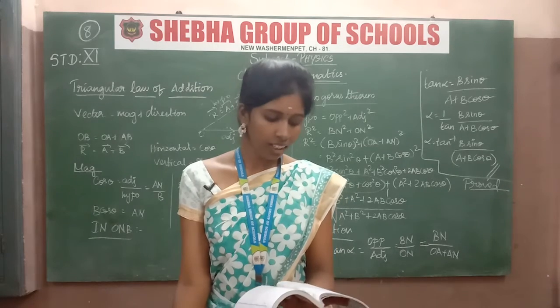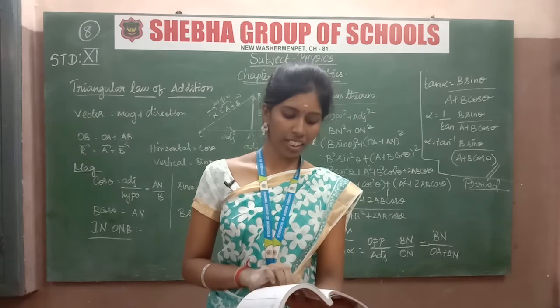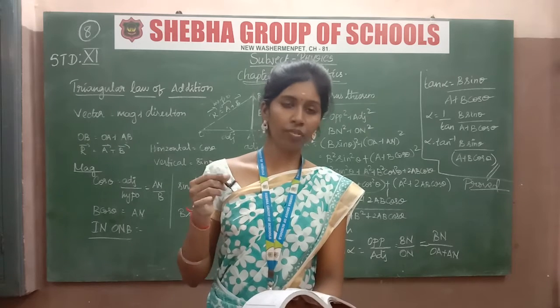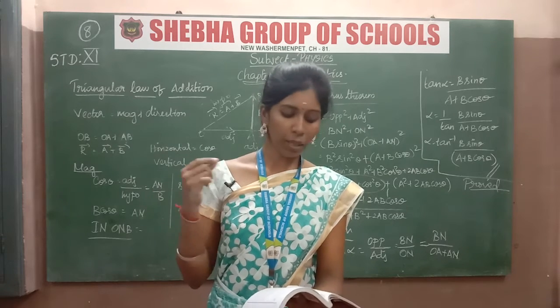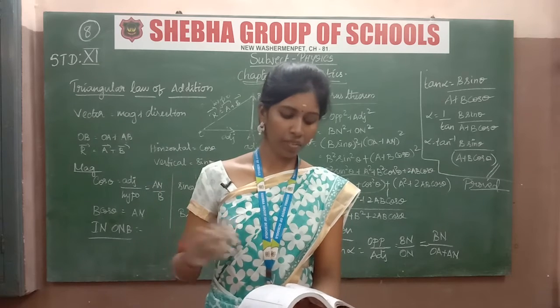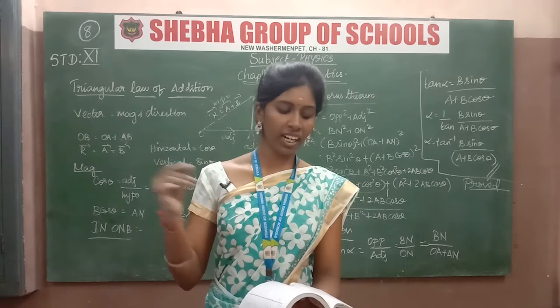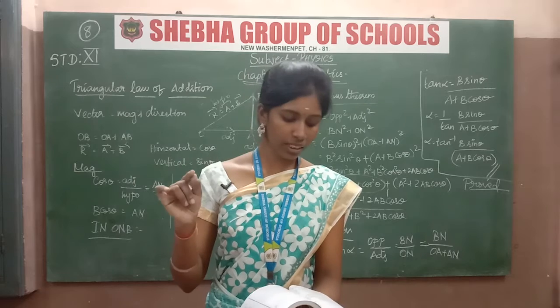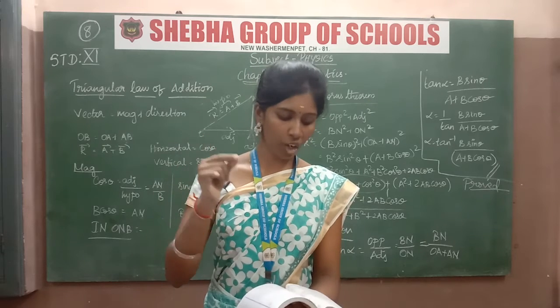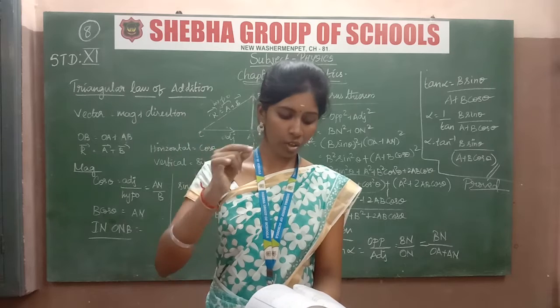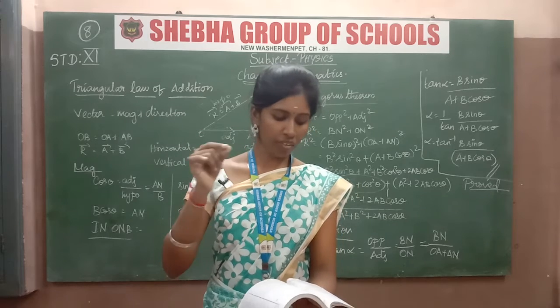So here the head of the first vector a is connected to the tail of the second vector b. Theta is the angle between vector a and vector b. The resultant vector will be connected from the tail of the first vector. The first vector's tail and the next vector b's head connect, and that is what we call the vector line.